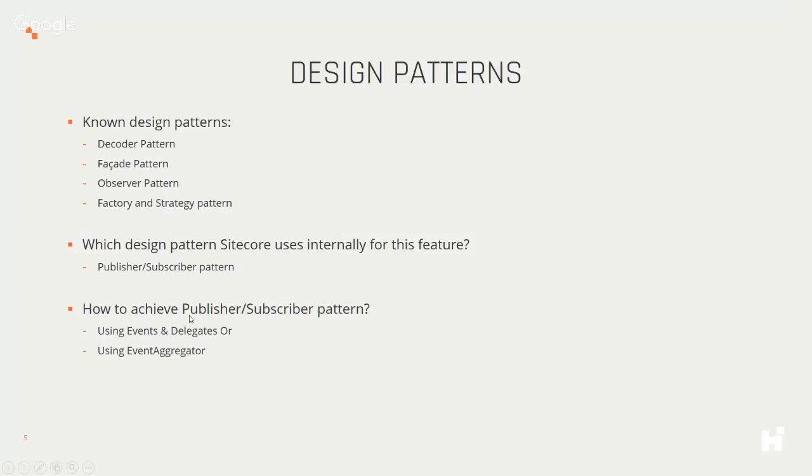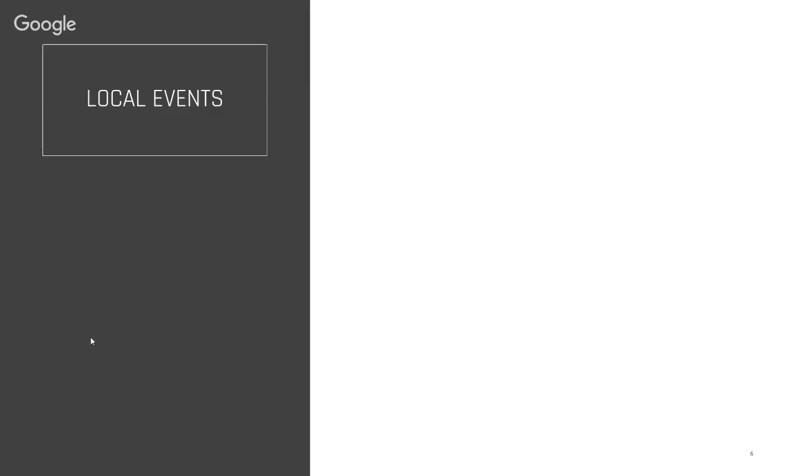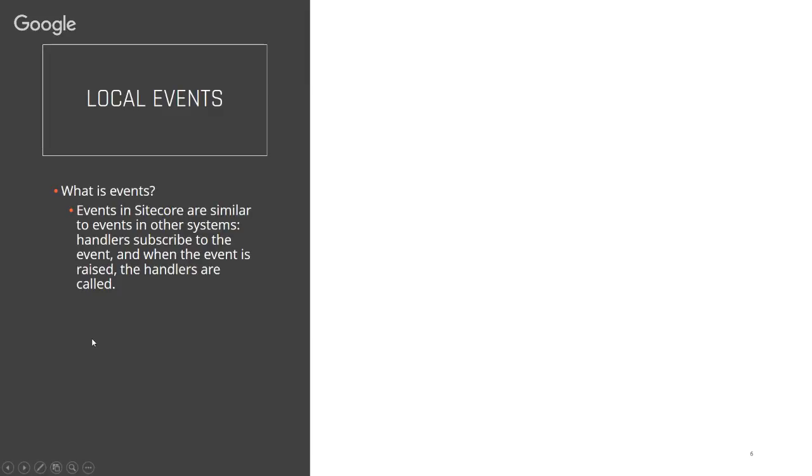So how can we achieve this publisher subscriber pattern? There are mainly two ways. One is events and delegates, and one is event aggregator. We will be looking into detail along with the remote event.